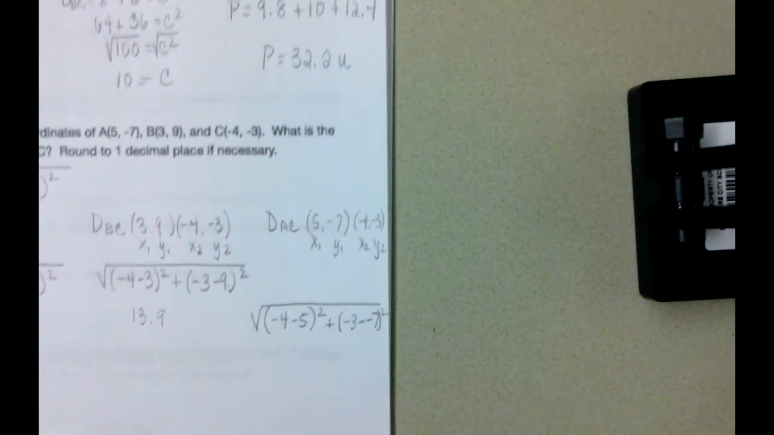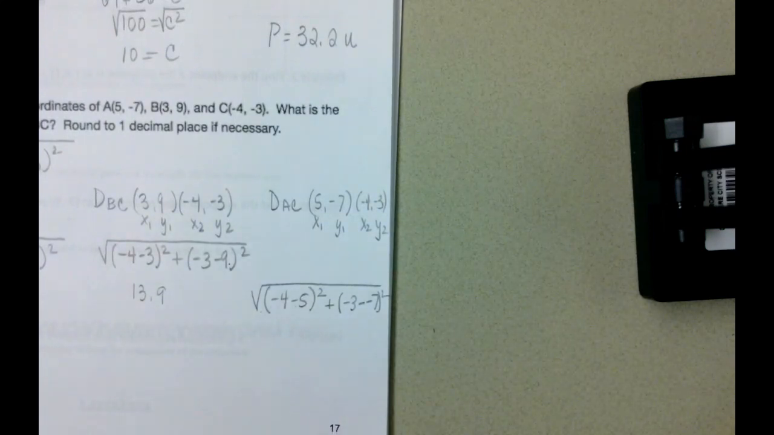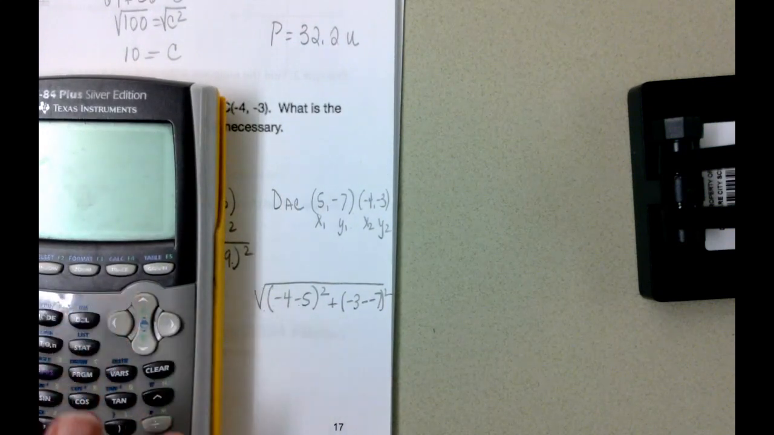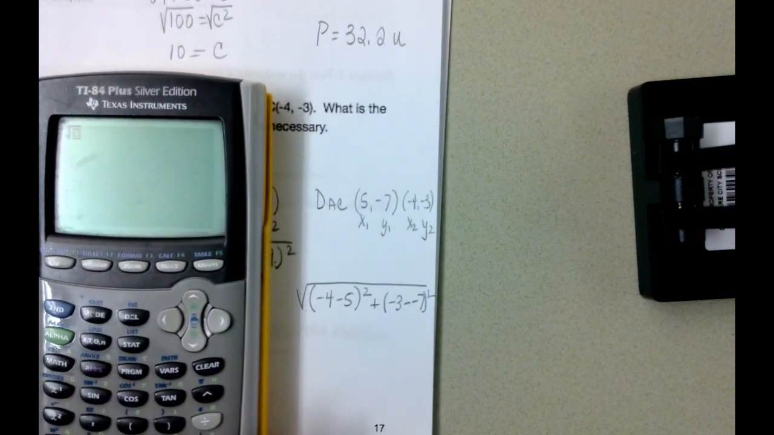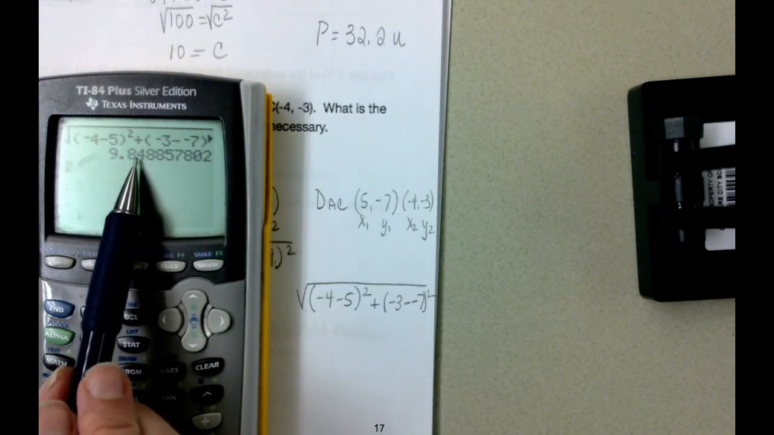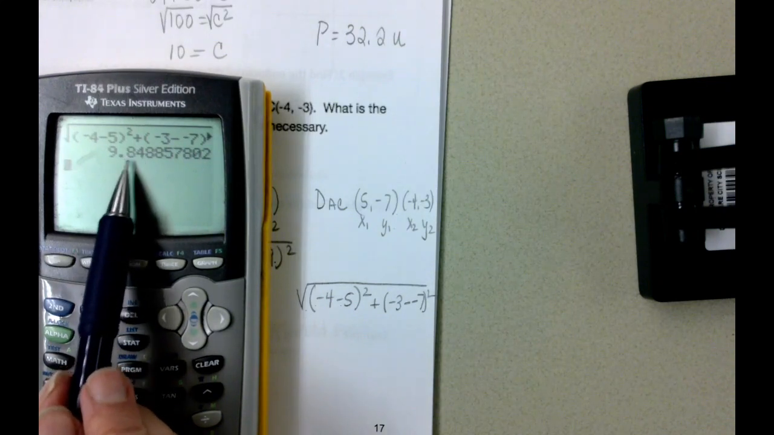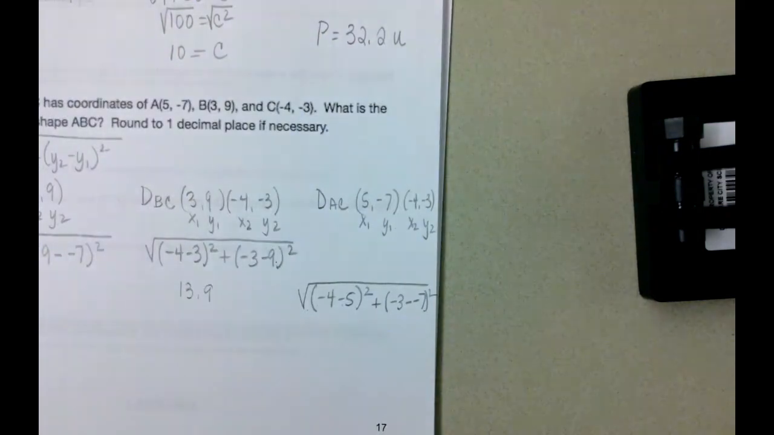Be careful with your signs. You've got to be able to see this here. You don't have to do anything special, especially if you're using Desmos. But as we type this in, parentheses, negative 4 minus 5 squared plus negative 3 minus a negative 7 squared. And we get 9.84. We're looking at the 4 to determine what to do to the 8. Because 4 is less than 5, we're going to leave that 8 alone. So our distance is going to be 9.8.